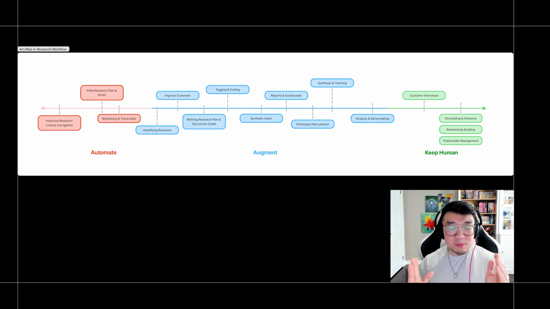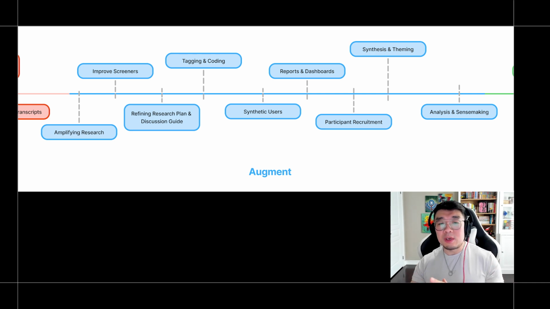In the middle is probably our biggest chunk, which we're calling Augment. This is where we have varying degrees of this mix of AI and human in the loop.